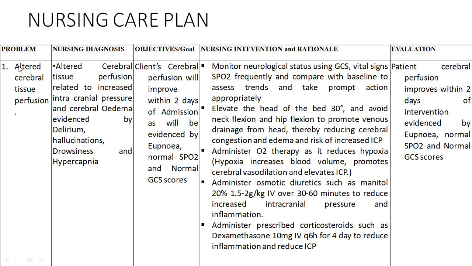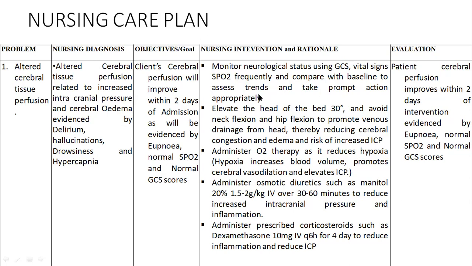So the first problem here is altered cerebral tissue perfusion. What will be our nursing diagnosis? It is altered cerebral tissue perfusion related to increased intracranial pressure and cerebral edema, evidenced by altered level of consciousness generally. Then the objective will be that client's cerebral perfusion will improve within 2 days of admission, as will be evidenced by eupnea. Eupnea is just normal breathing pattern, and then normal oxygen saturation and normal Glasgow Coma scale scores. So in this objective, you can see I have actually indicated what the evidence of achieving this objective should be.